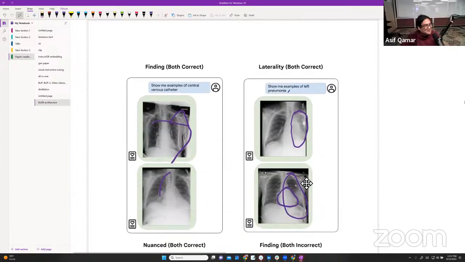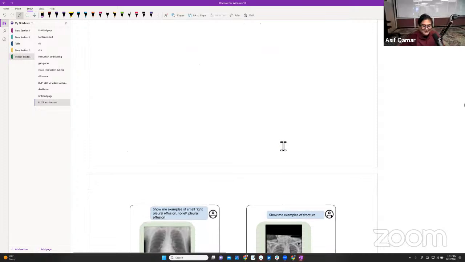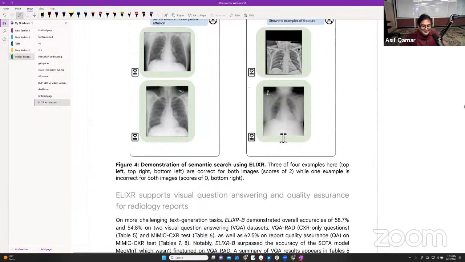Yeah, it was a case of laterality. Yes, pneumonia on the left side. Okay, so this patient does have pneumonia on the left side. If you scroll down to the nuanced. Can I see the picture? What is nuanced? One is incorrect.